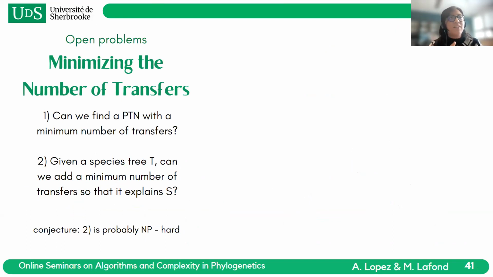Actually, this leads us to an important open problem. Some open problems that are left from our study are: can we find a perfect transfer network that actually minimizes the number of transfers? And also, given a species tree, can we add a minimum number of transfers so that it explains the set of taxa? We still haven't been able to prove the complexity of these questions, but our conjecture is that the 2 are probably NP-hard.